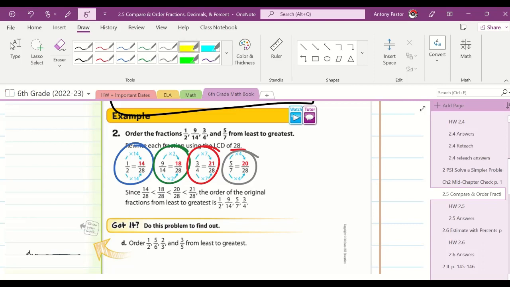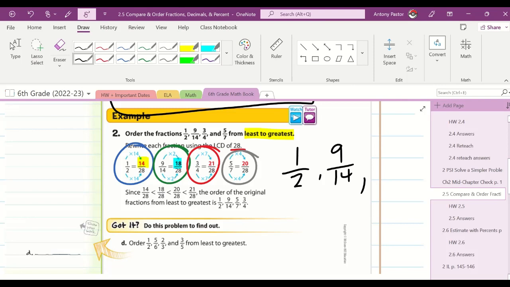Now, it's very important that we read the directions. They want us to sort this or order it from least to greatest. Now we're just going to look at each numerator. 14 out of 28 is my smallest number. That one is also equivalent to 1/2, so the first one is going to be 1/2 in that order. Next up would be 18 over 28, or 9/14 as it was originally.